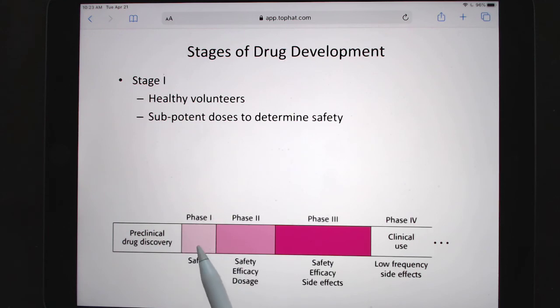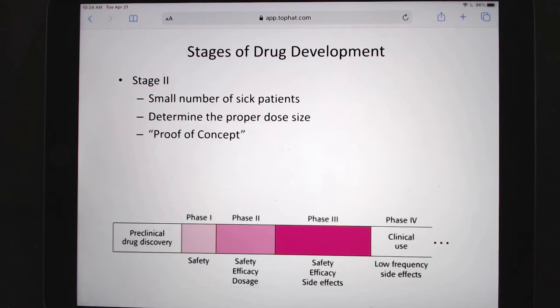So phase 1 is in healthy volunteers. If you see the ads, it used to be newspapers, but now it's online, for volunteers for drug trials. You see some of that around Durham, because there are several companies that do this. They look for healthy volunteers, and they get these sub-potent doses. What they're looking for is how it metabolizes in humans. Are there any weird effects, things like that? It's all about safety, so it's going to be a small number of healthy volunteers.